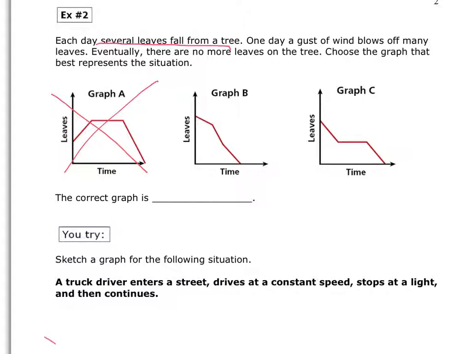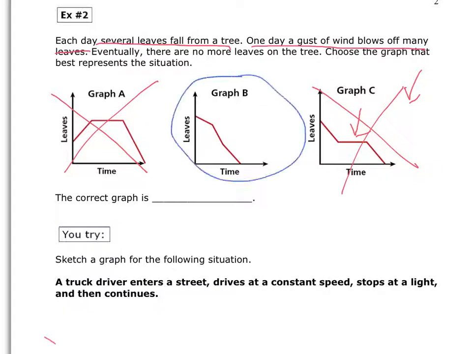Then it says, one day, a gust of wind blows off many leaves. So it goes down sharply. And then eventually there are no leaves at all. Graph C shows that there should have been some type of constant wording in our scenario, and it doesn't say that at all. So we know this one is out, and we know that graph B would be our only solution. So on that one you're looking at graph B.